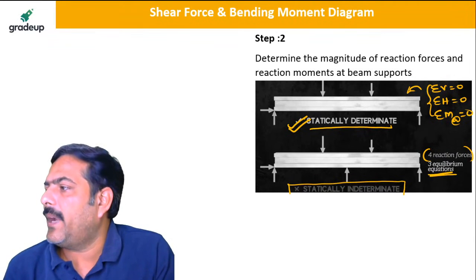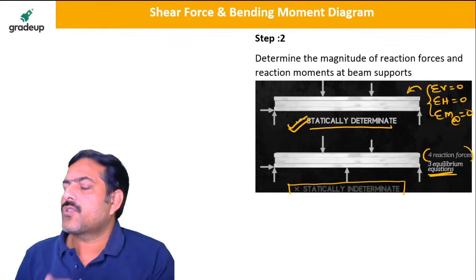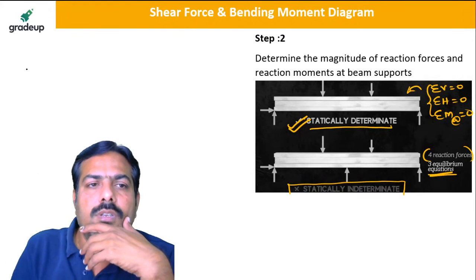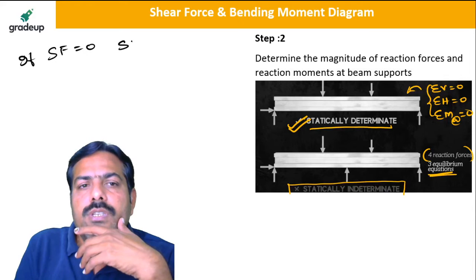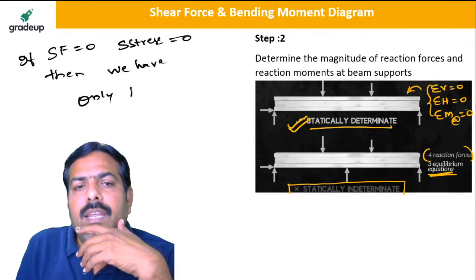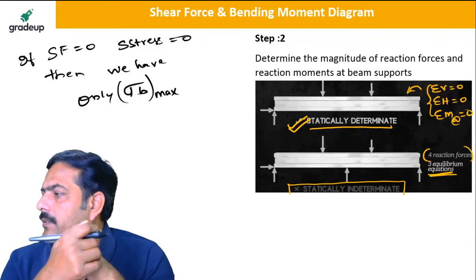Yes, it is pure bending. If there is no shear, it is called pure bending. Only normal stress will be there. Is it clear now? If the shear force is equal to 0, the shear stress is also equal to 0, then we have only bending stress sigma b, and that is maximum. Is it clear now, Nagarajan?